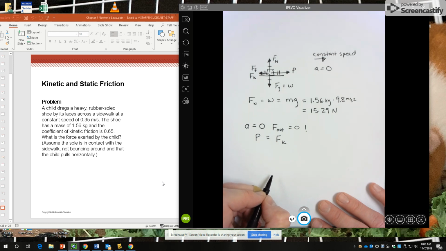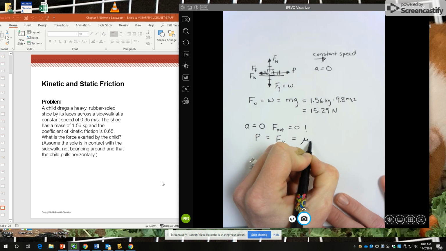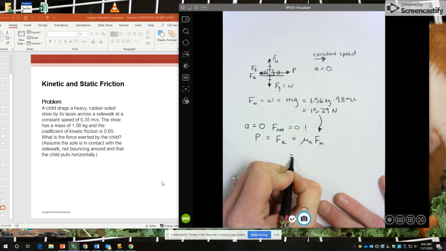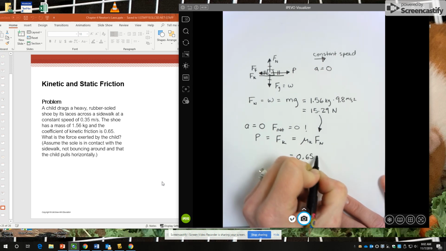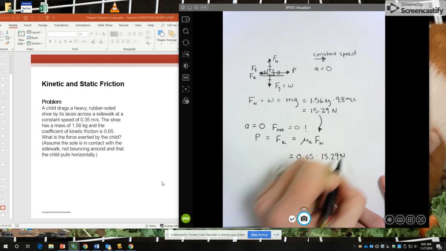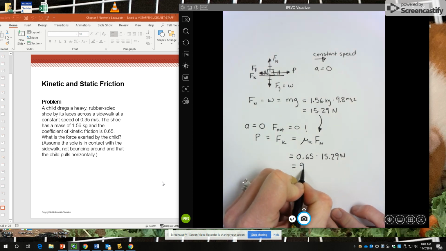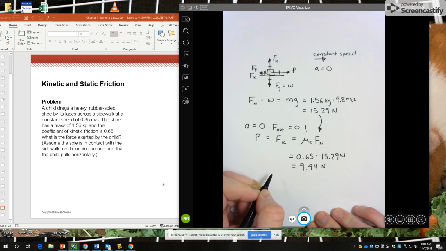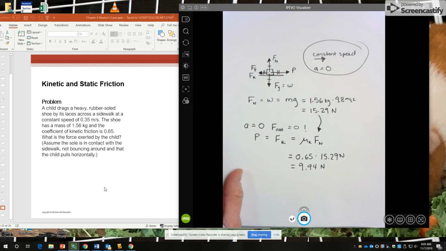I'm supposed to find the amount of pull of child on the shoe. What's the force exerted by the child? And I now know I can find that by calculating the kinetic friction force. Kinetic friction is coefficient of kinetic friction times normal force. I just found the normal force. Coefficient of kinetic friction for the shoe and sidewalk is given as 0.65. So we find that the force of kinetic friction between the shoe and the ground is 9.9372, 9.94 newtons, and that's equivalent to the pull of the child on the shoe because the speed of the shoe is constant and acceleration is zero.